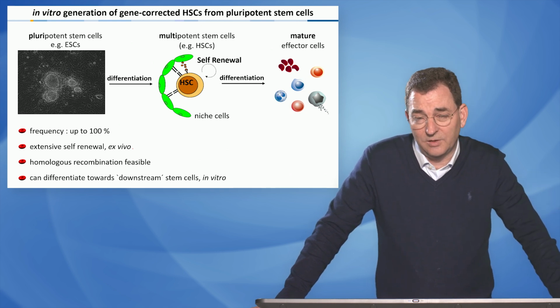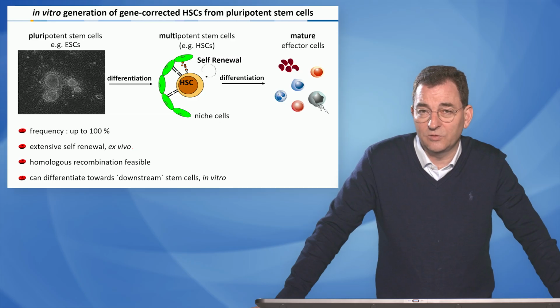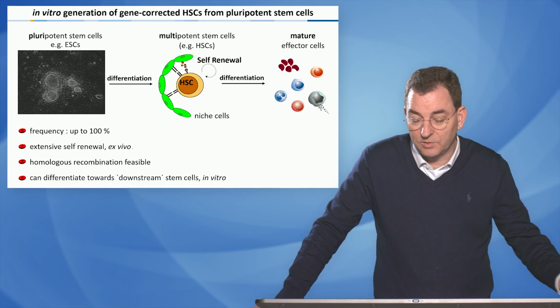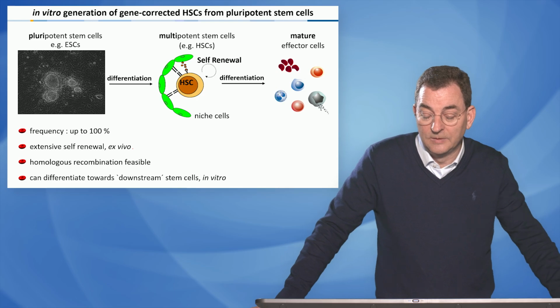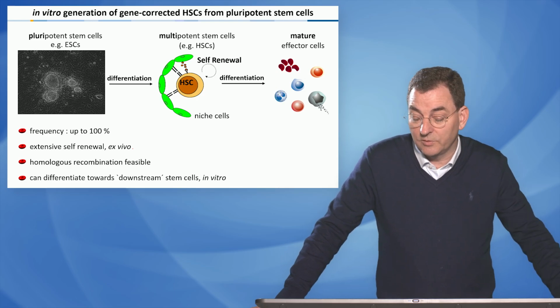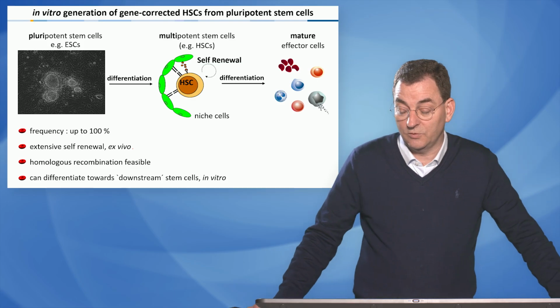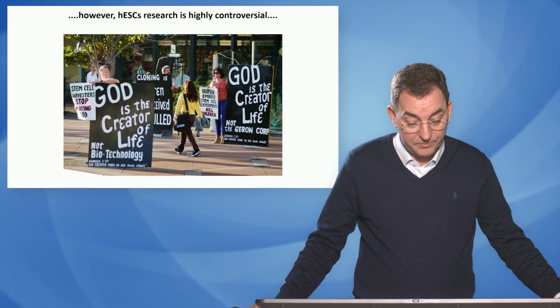And these cells can differentiate towards any type of downstream stem cells you want, in principle. So you could think of taking these embryonic stem cells and differentiating them towards hematopoietic stem cells, which are multipotent stem cells that would stay in the bone marrow and go on to differentiate towards effector cells.